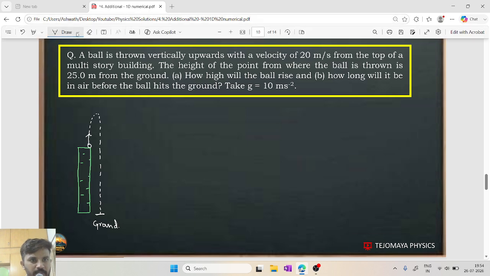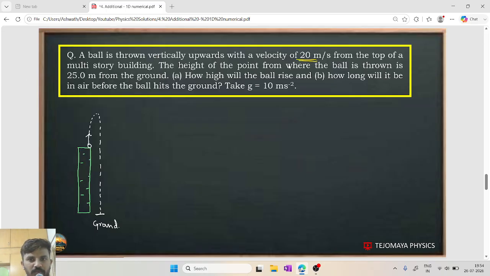Next, let me write the data. The velocity with which it is thrown is u, that is initial velocity 20 meter per second, from the top of the multi-story building. The height of the point from where the ball is thrown, that is the top of the building, is 25 meters from the ground. So they have given the height of the building, that is 25 meters.